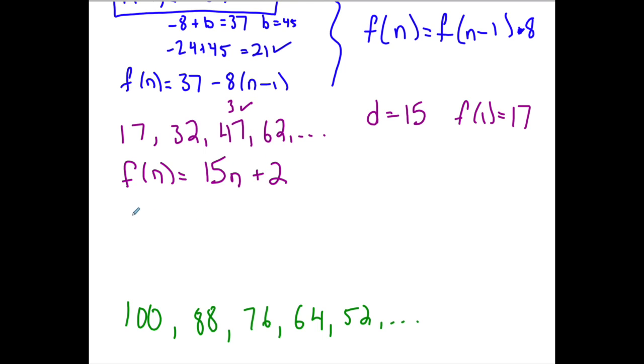Great. Alternatively, I could write it how? I start with the first term, which is 17, and then I write plus 15 times n minus 1. Again, it doesn't matter which of the forms you use, but it's got to be one of those two.